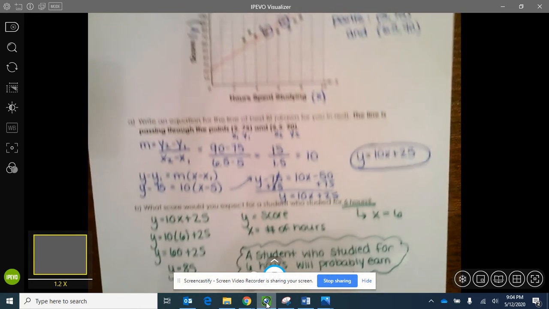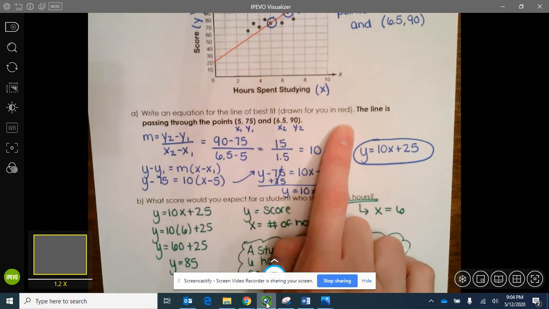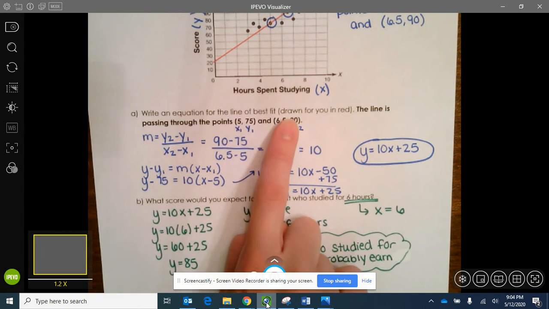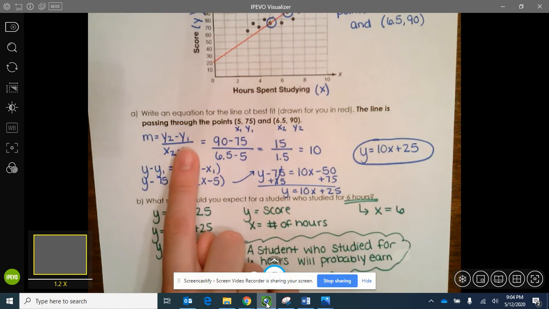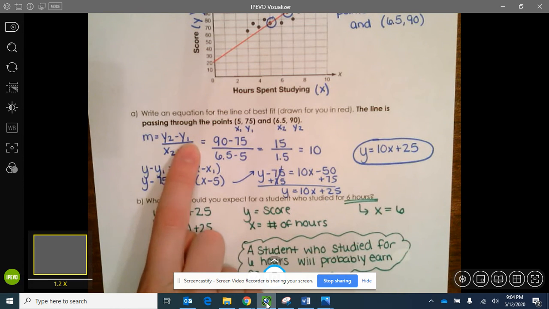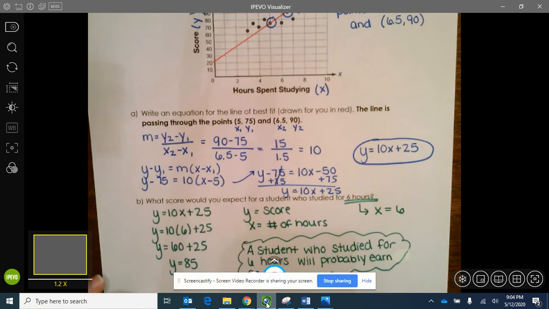So it says write an equation of the line of best fit. The line is passing through these points, so I'm going to label these. Here's my x1, y1. Here's my x2, y2. Then you can use your slope formula. Slope is equal to the change in y over the change in x, so y2 minus y1 all over x2 minus x1.